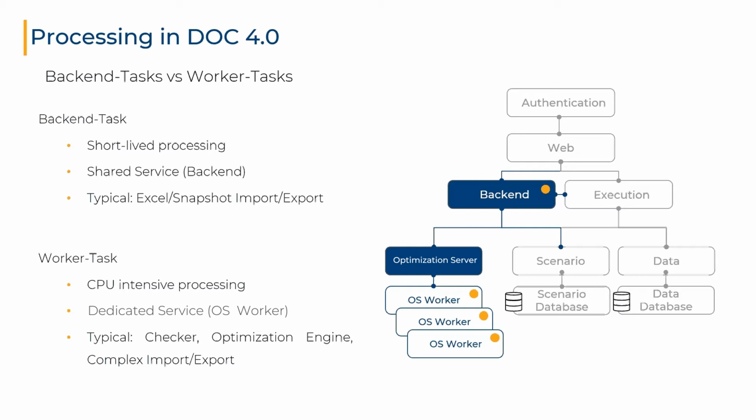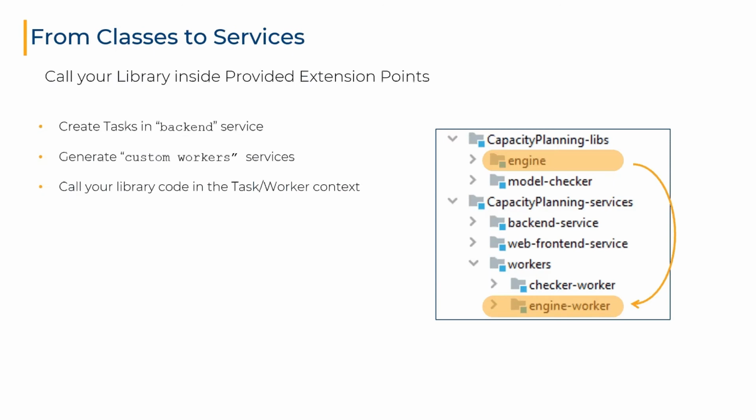To summarize, if multiple back-end tasks have to be processed at the same time, they will be run in separate threads in the back-end service. If multiple worker tasks have to be processed at the same time, they will be assigned to the available worker services or queued if not enough worker services are available. In our case, we will be using the worker services.